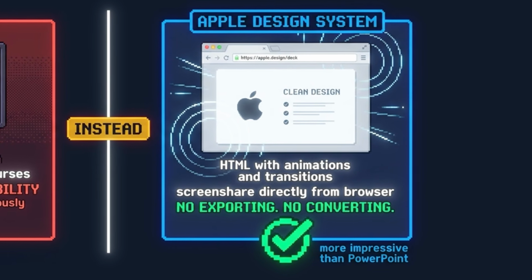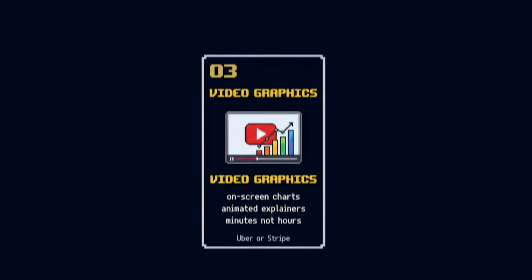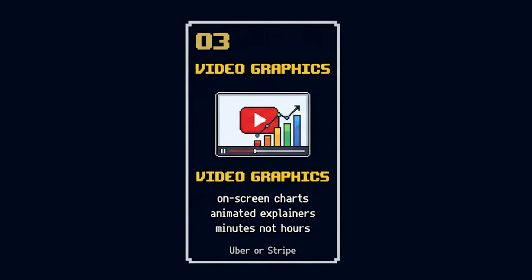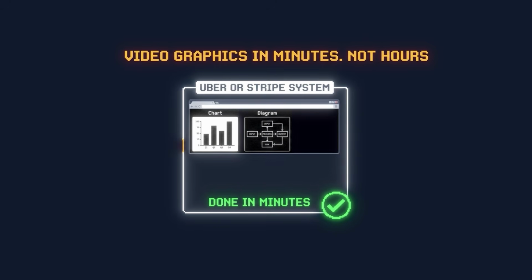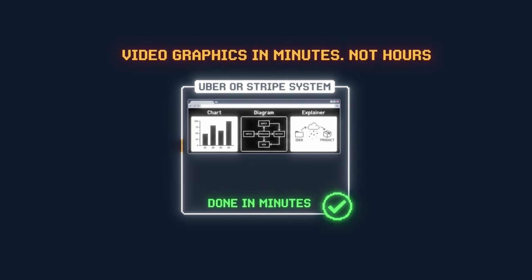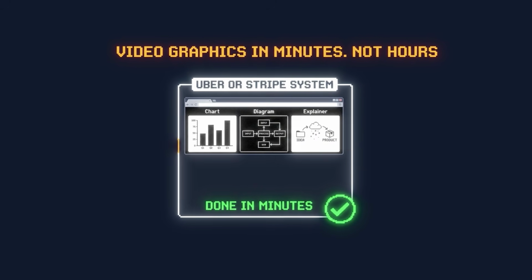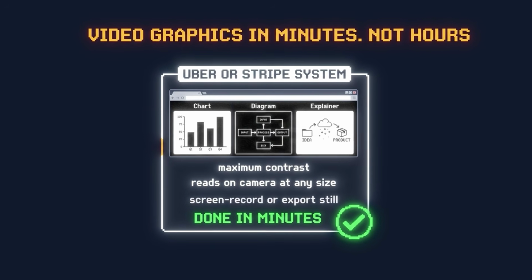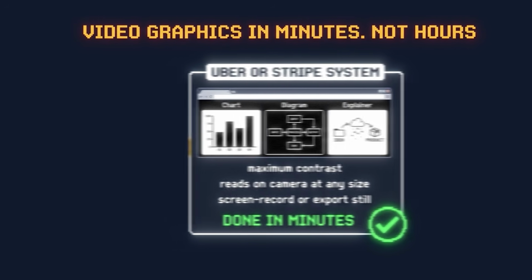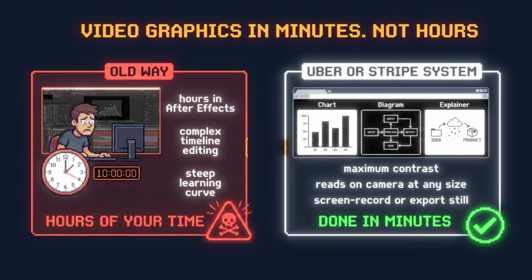No exporting, no converting. Video graphics, the on-screen visuals when you're explaining a concept in a YouTube video. Charts, diagrams, animated explainers. Use Uber or Stripe for high contrast, clean output. Screen record it or export as a still. Done in minutes instead of hours in After Effects.